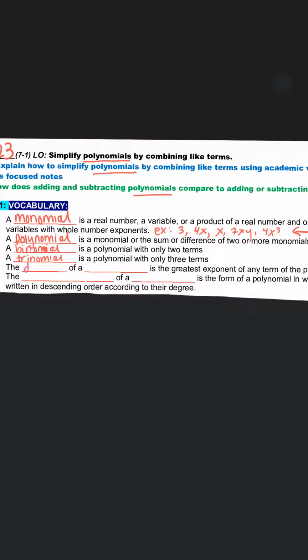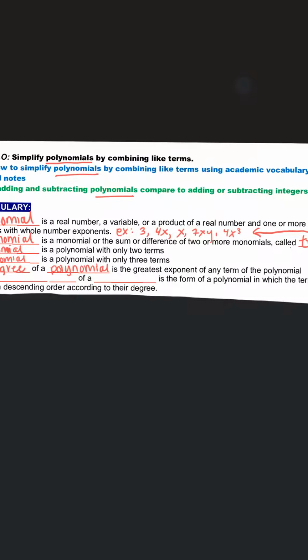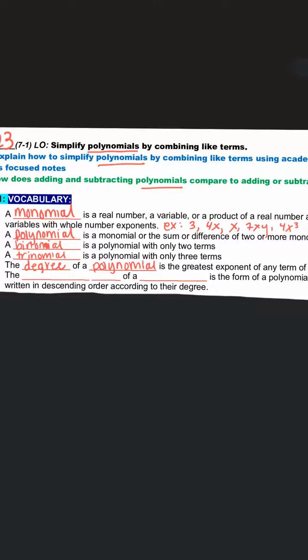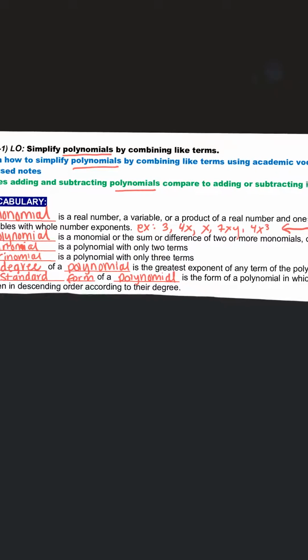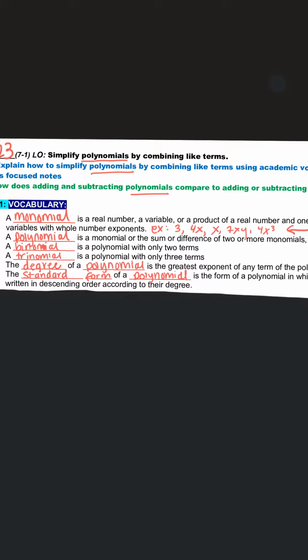Now, the degree of a polynomial is the greatest exponent of any term in the polynomial. And then the standard form of a polynomial is the form of a polynomial in which the terms are written in descending order according to their degree.